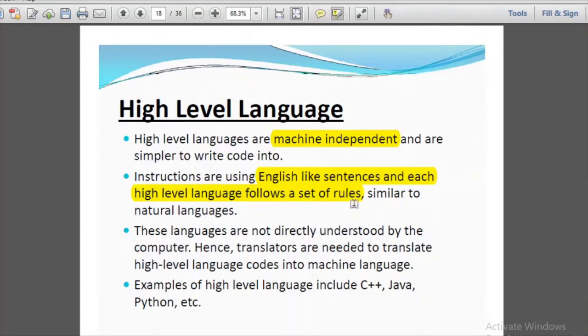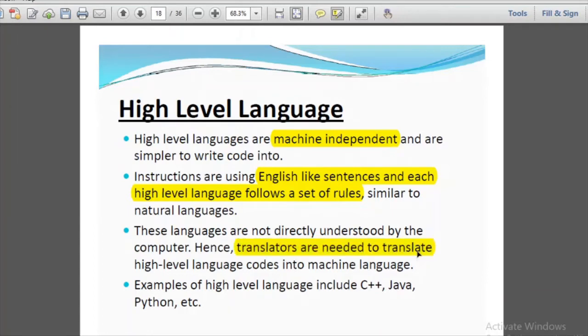You just can't write anything to make the computer perform 2 plus 2. No, there is proper syntax which you need to follow for every language for performing 2 plus 2. So there is a certain set of rules. These languages are not directly understood by the computer, hence translators are needed.